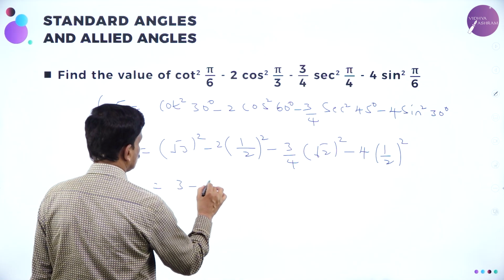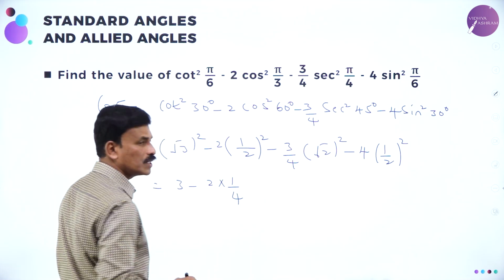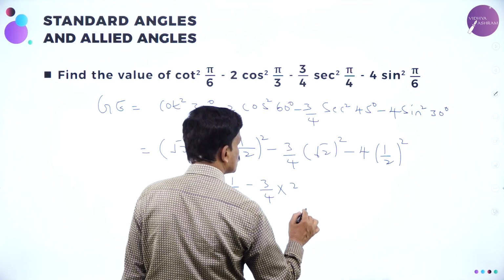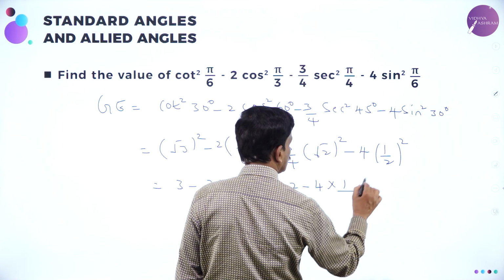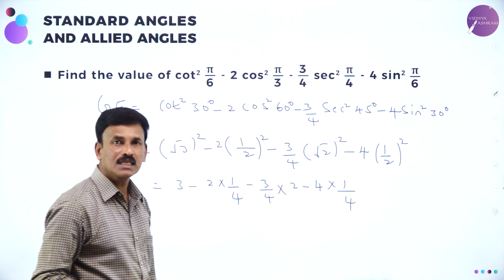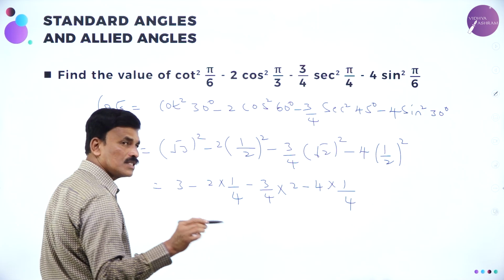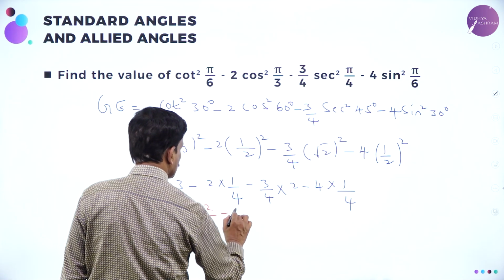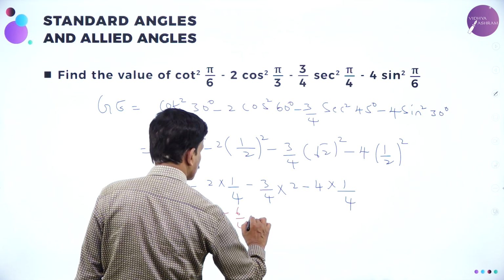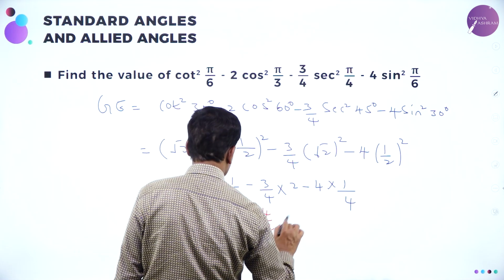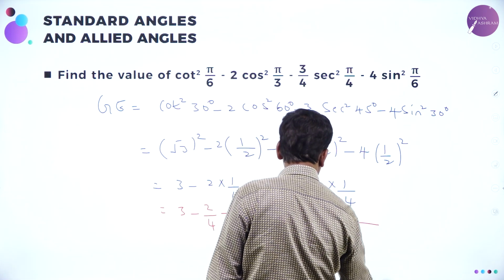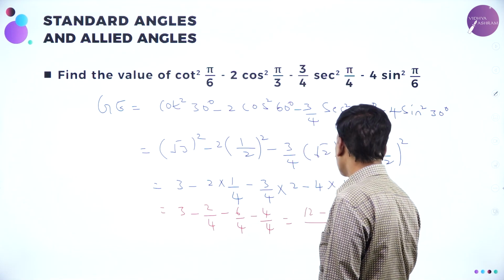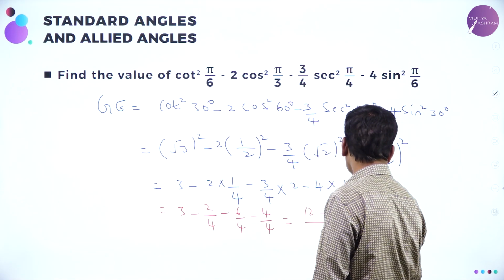Root 3 whole square is 3 minus 2 into 1 by 2 square is 1 by 4 minus 3 by 4 into root 2 square gets cancelled, 3 minus 4 into 1 over root 2 square is 4. Cancel the terms which gets cancelled, or you can simplify like this. This is 3 minus 2 by 4 minus 3 2s are 6 by 4 minus 4 by 4 as it is. Don't change anything. Take 4 as the LCM, very easiest method. 4 is LCM. 4 3s are 12 minus 4 gets cancelled minus 2 minus 6 minus 4.